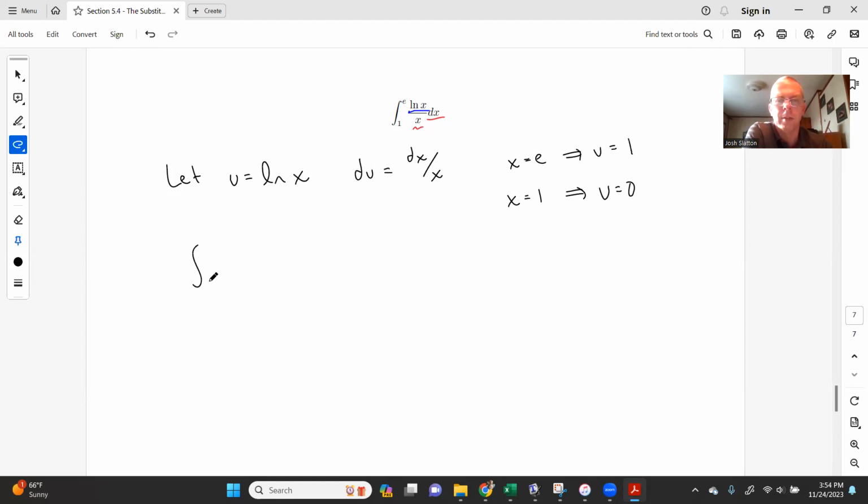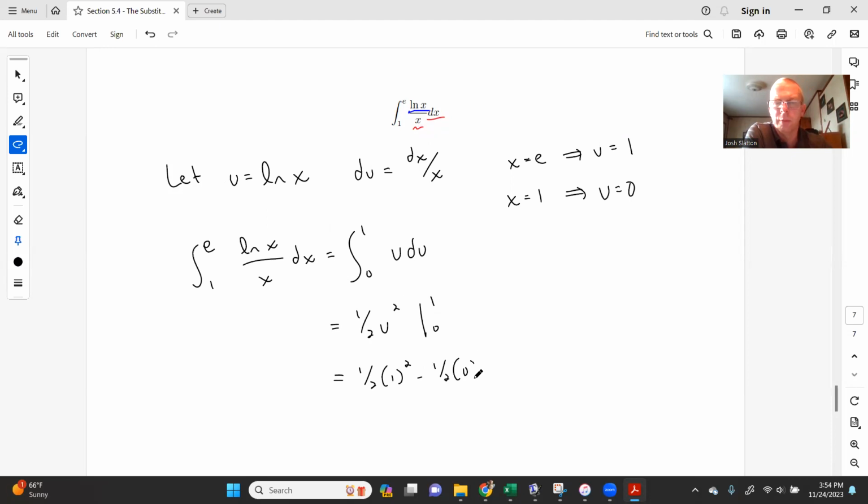So now we have the integral from 1 to e, ln of x over x dx. And then the limits go from 0 to 1. When we move to the u, we have a u on top. And then dx over x, so that's just going to be a du. So we have u du. Integrate it with respect to u, we get 1/2 u squared, evaluated from 0 to 1. And we have 1/2 times 1 squared minus 1/2 times 0 squared. And that is just 1/2.